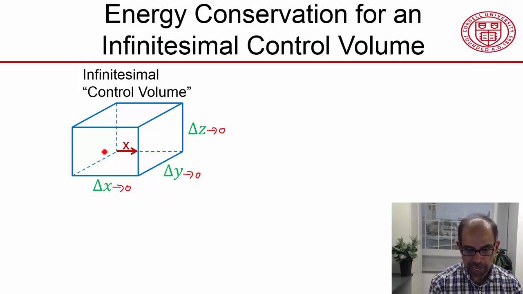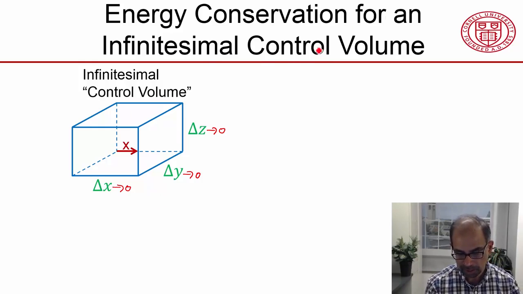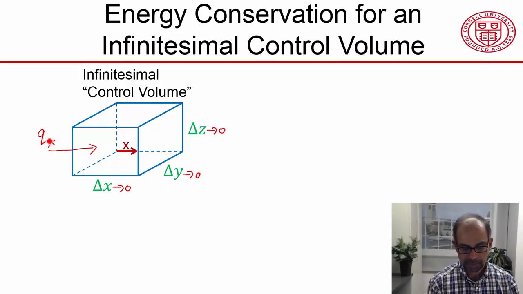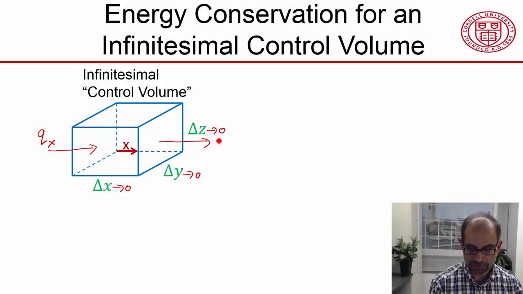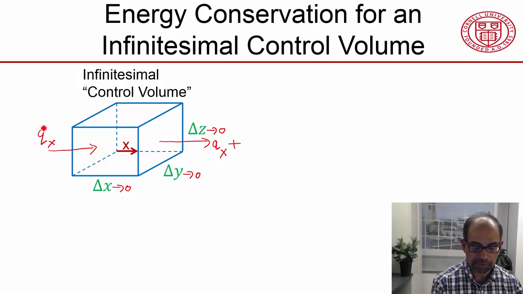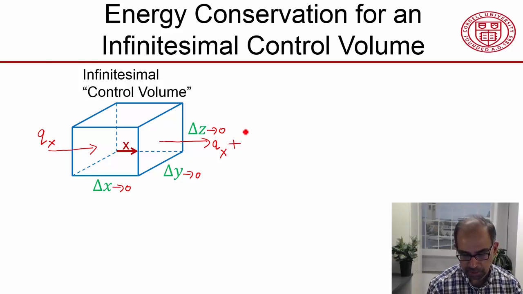Then let's do an energy conservation for this infinitesimal control volume. Let me consider this face here. There is a heat flow in through that face, which I will denote as Q sub x. And then there is a heat flow out through that face, which I will denote as Q sub x plus delta x. It's going to be slightly different from that because that distance is vanishingly small.